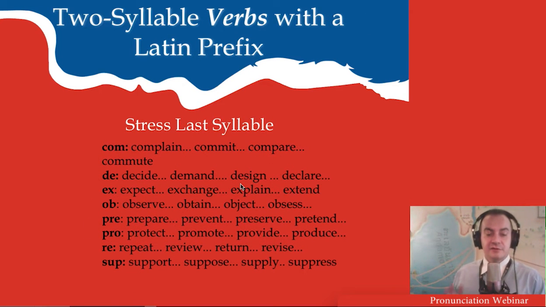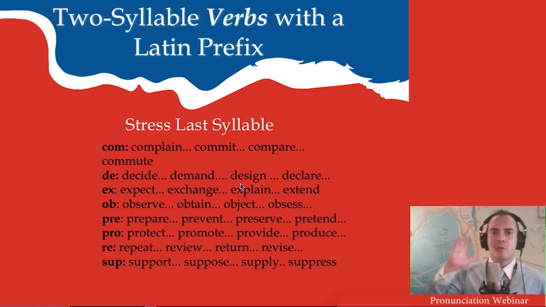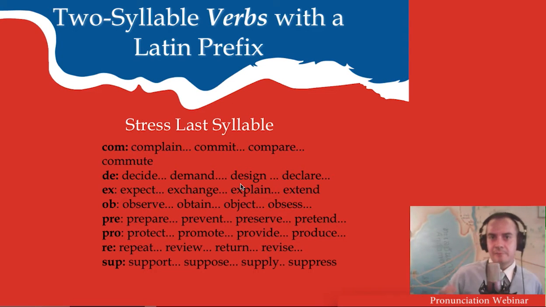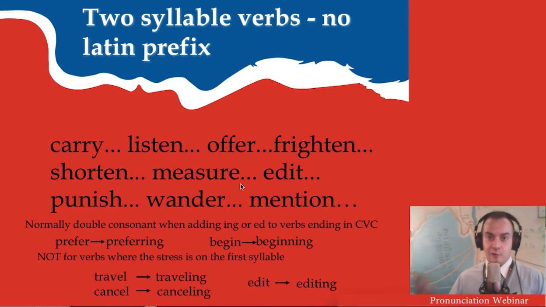Then we have the two-syllable verbs. First, the ones that begin with a prefix, and now this is most verbs in English. You put the stress on the last syllable. Listen to the examples. Complain, decide, expect. Stress the last syllable. Next, we have the verbs that don't have a Latin prefix. For these, we usually stress the first syllable, actually. So let's listen to the examples. Carry, listen, offer. Stress the first syllable.